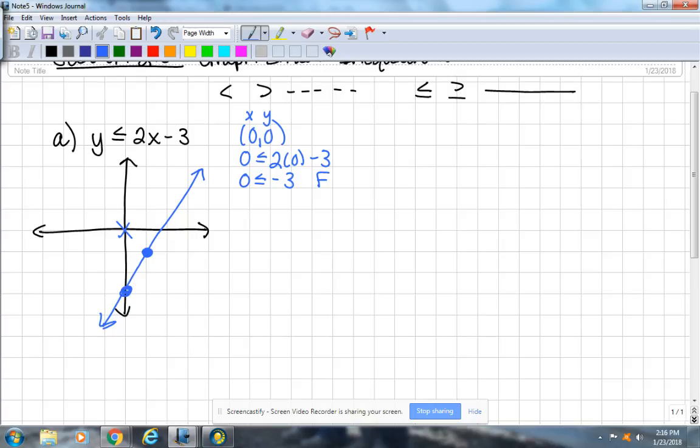So that means none of the points over here are true solutions to this inequality. So where do the points that are true have to be? On the other side. So if it's false, you shade the other side. If it's true, you shade that side. So we're going to lightly, with our pencils, color over here.